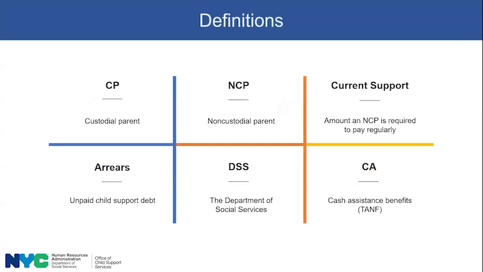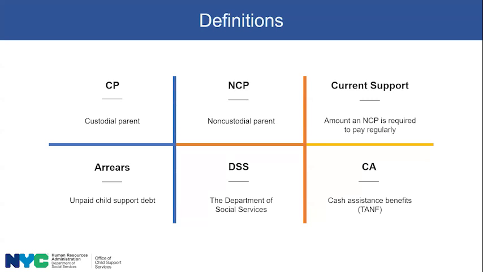Now, some basic vocabulary definitions. Child support is very big on abbreviations and acronyms. So we got your CP, that's the custodial parent, the parent with whom the child spends the majority of time. It is the custodial parent who receives child support, which is paid by the NCP, the non-custodial parent, the parent who does not have the child the majority of time.